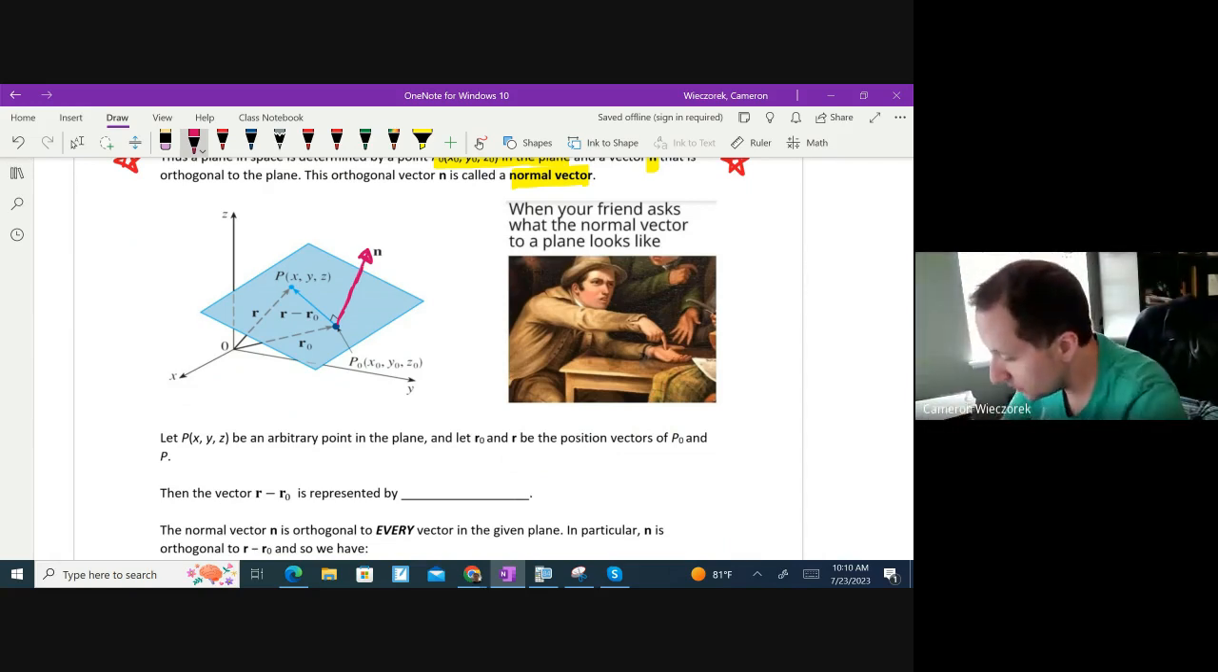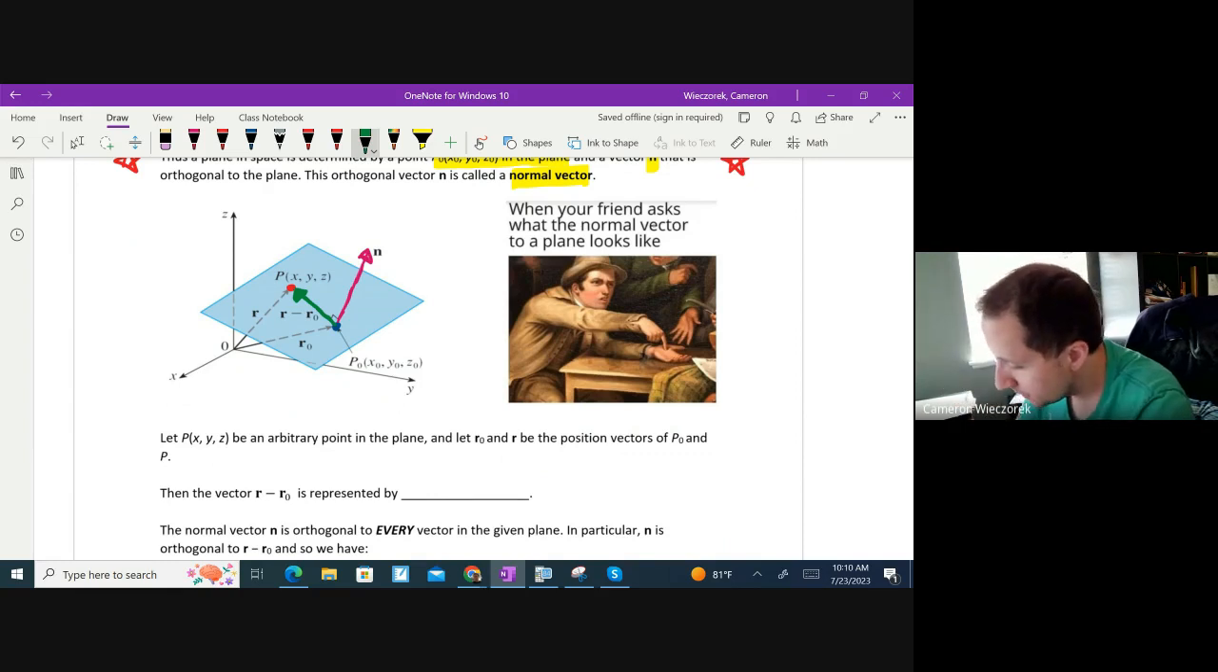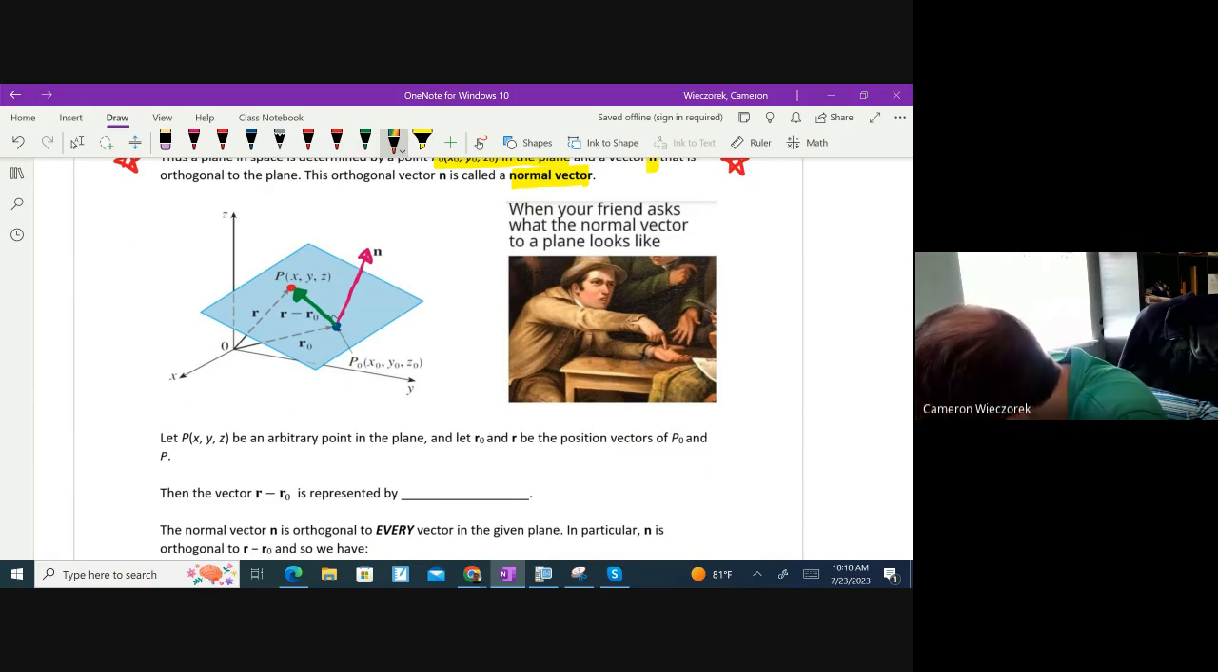Just like we did when we did equations of lines, we want to start at this initial point P naught, and we want to move in the direction of a general point. We'll call it P with coordinates x, y, z. And so this vector that I'm outlining in green would be P naught P. If I connect a vector from the origin out to my initial point P naught, we'll call that r sub 0. And if I connect a vector from the origin to my final point P, we'll call that r.